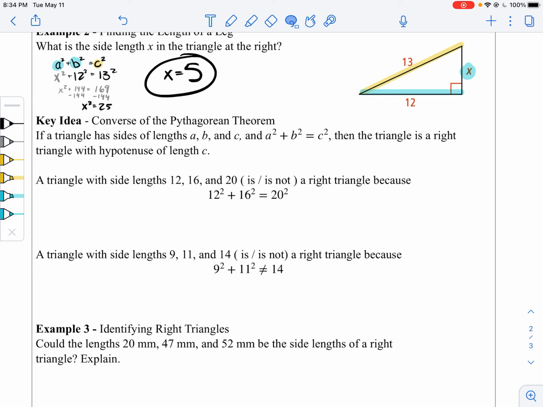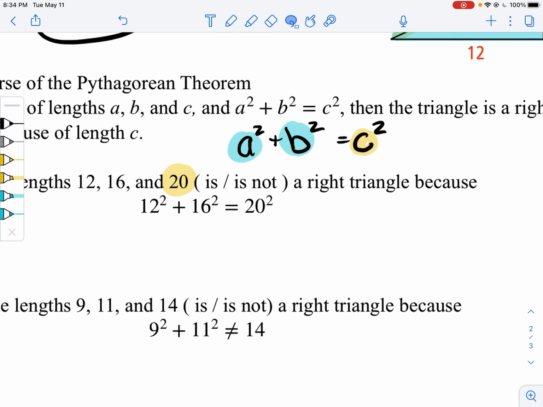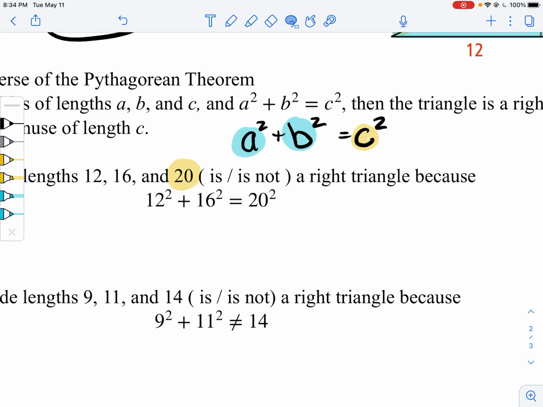Okay, example. Let's say you have side lengths 12, 16, and 20. We need to figure out, is this a right triangle? And remember, the hypotenuse is always the longest distance. That's going to be key. So we're going to set it up like this. Since 20 is our longest distance, it must be our hypotenuse. So we say, hey, is it true that 12 squared plus 16 squared equals 20 squared? Maybe? We don't know. Put a little question mark.